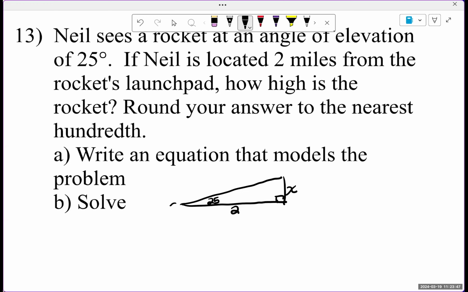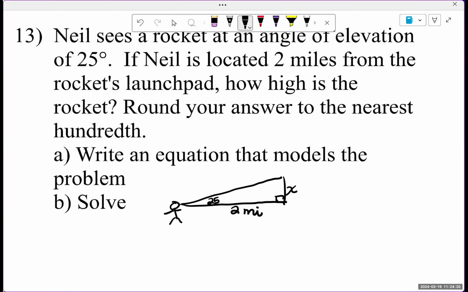Now, actually, Neil's eyes are 5 feet above the ground. We're not going to worry about the 5 feet. So why are we not worried about his eyes above the ground? 5 feet, 2 miles. Can you see how the 5 feet is not significant? So we're not worried about the fact that his eyes are 5 feet above the ground.